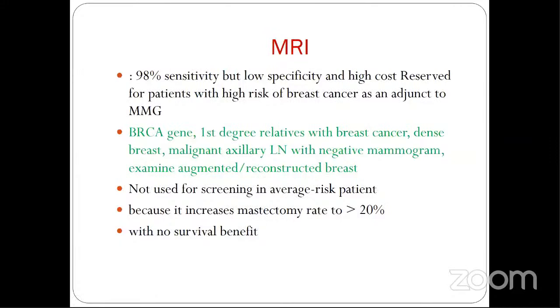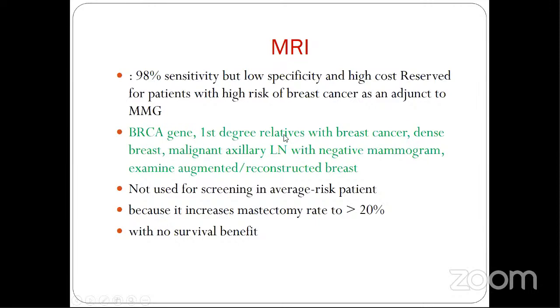Now we'll go for MRI as a screening tool. The sensitivity of MRI is 98%, but the problem is high cost. So the MRI is reserved for patients with high risk of breast cancer, added to mammography. So mammography, then we can add MRI, but not routinely done.